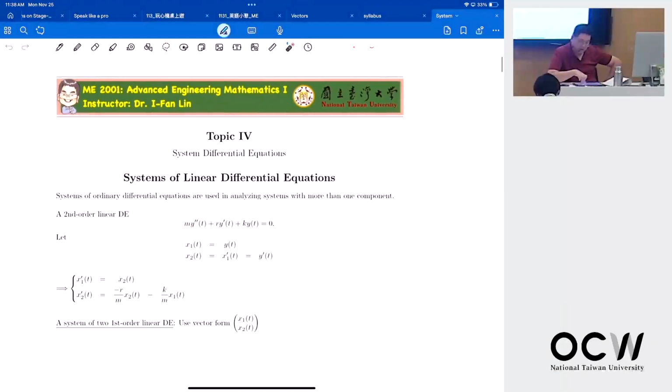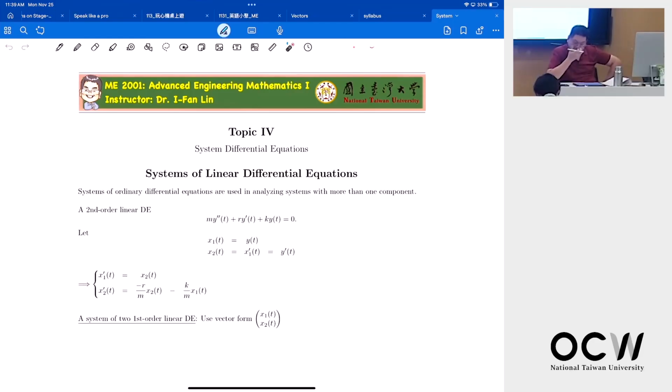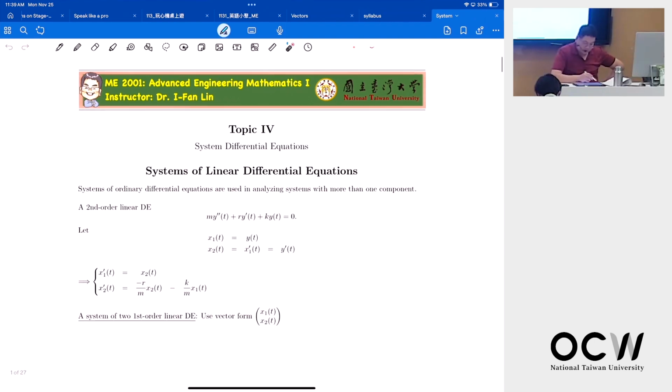Our last topic in this semester is to solve the linear system of linear differential equations. Instead of just one equation, now we have a system of equations. So the systems of ordinary differential equations means we have more than one component. What does that mean?